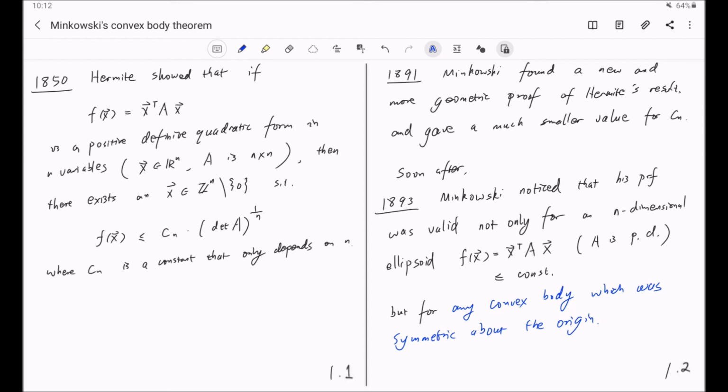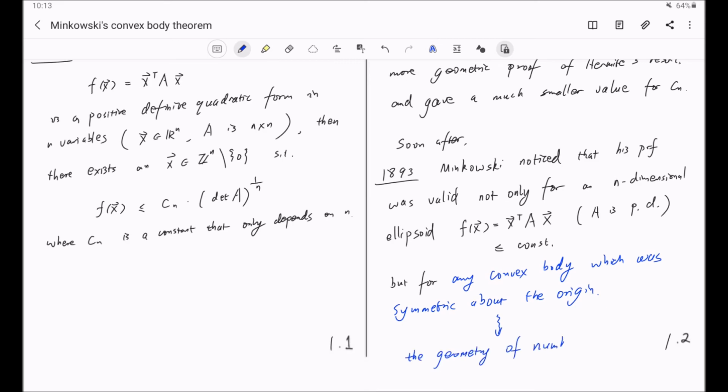And this led him to a large body of results that laid the foundation of a new branch of math called the geometry of numbers. And by geometry here, we really mean the convex geometry, namely the convexity. And this convexity made its first appearance in the Minkowski's convex body theorem, which we are going to talk about today.